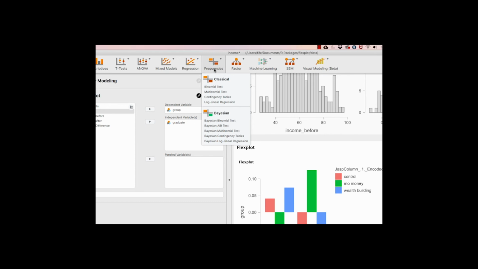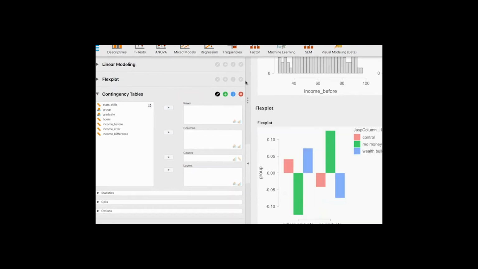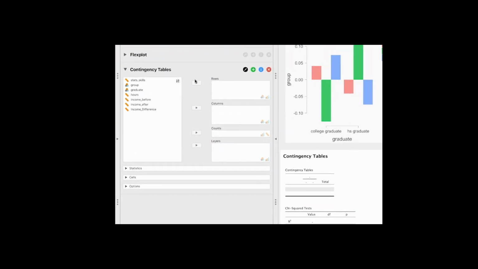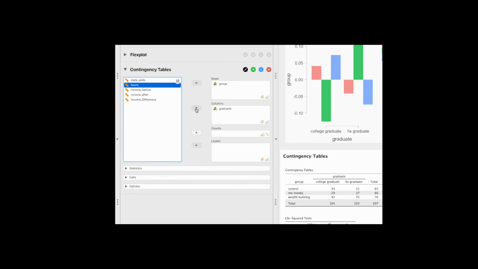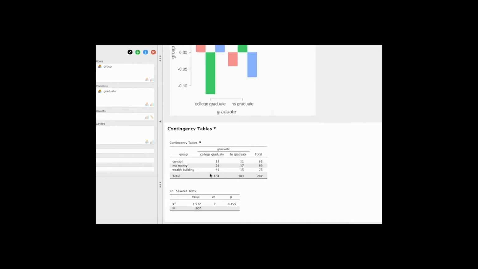We will start with, under the classic, we'll select contingency tables, and this is how you would do a chi-square test. You would select group in the rows and graduate in the columns, or you could put graduate in the rows and group in the columns, it doesn't matter. Then it shows you what's called a contingency table. That 34 means that there were 34 people who were college graduates in the control condition, 29 college graduates in the Mo Money condition, etc. And then at the bottom here, we have our chi-square test.